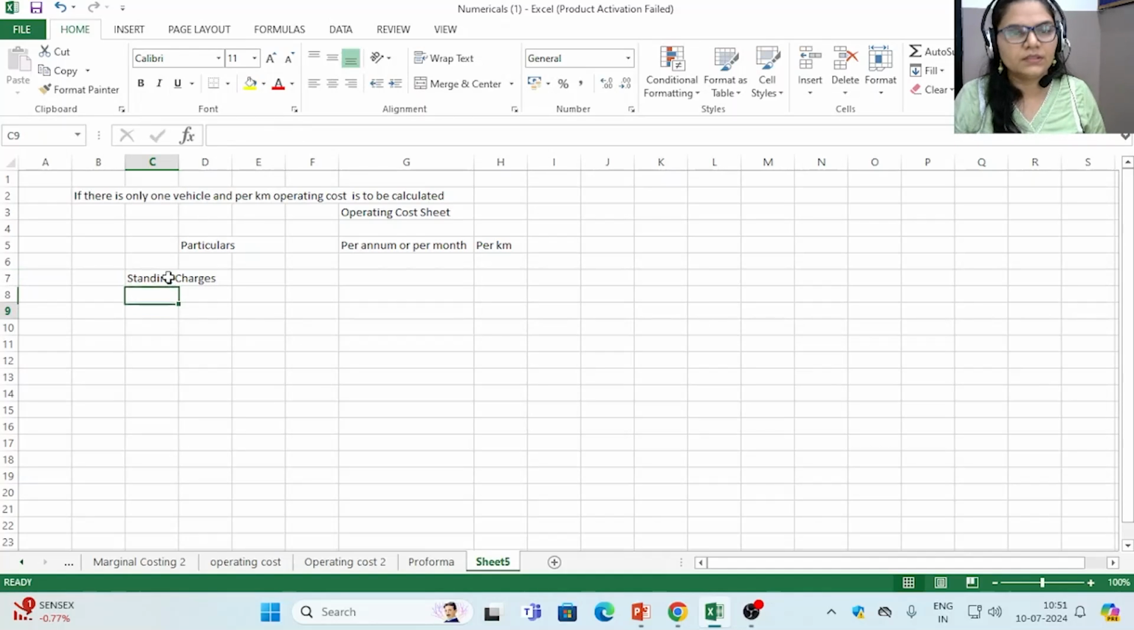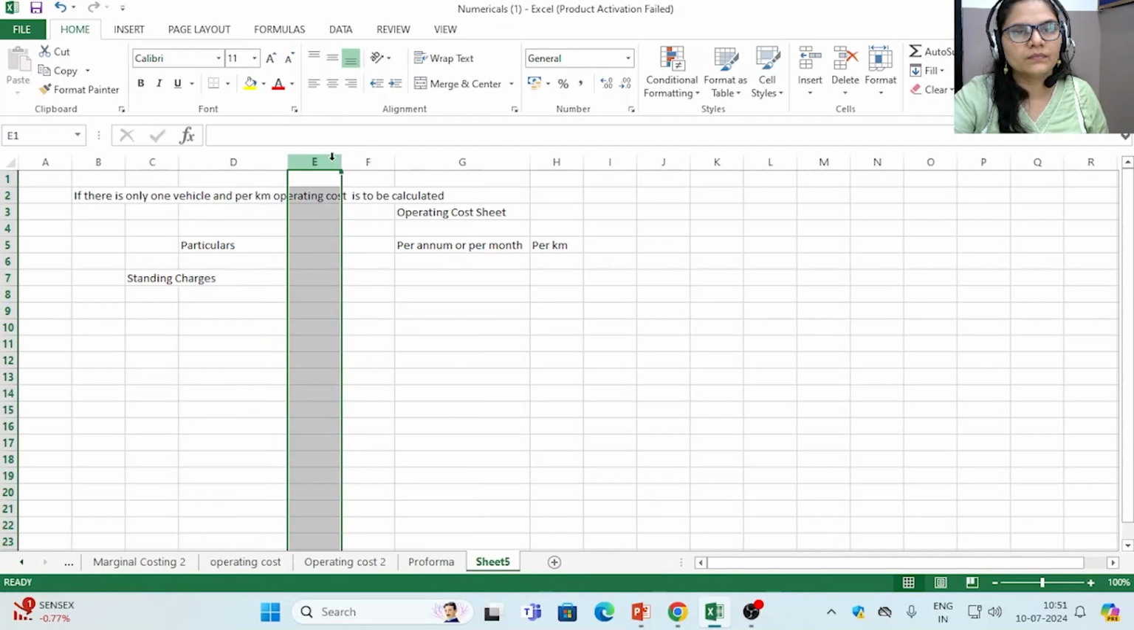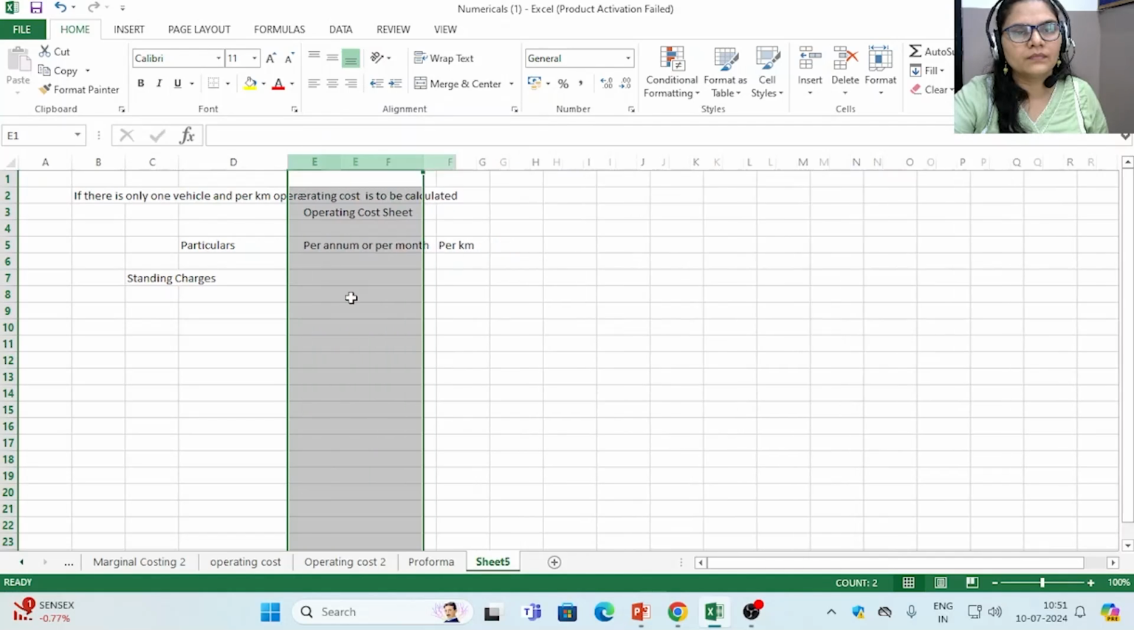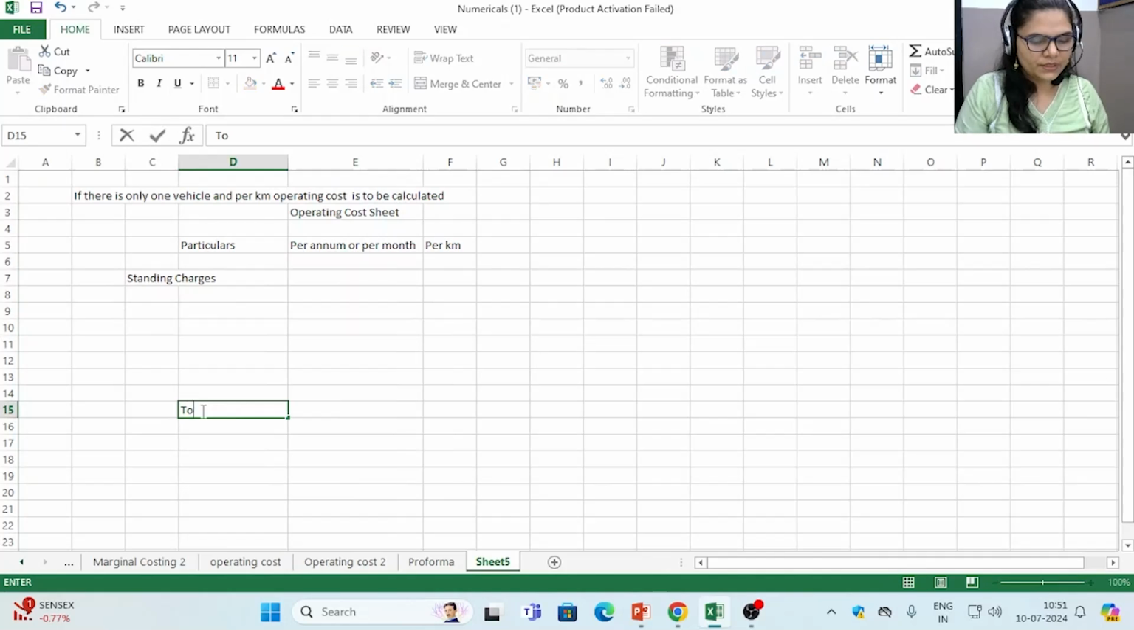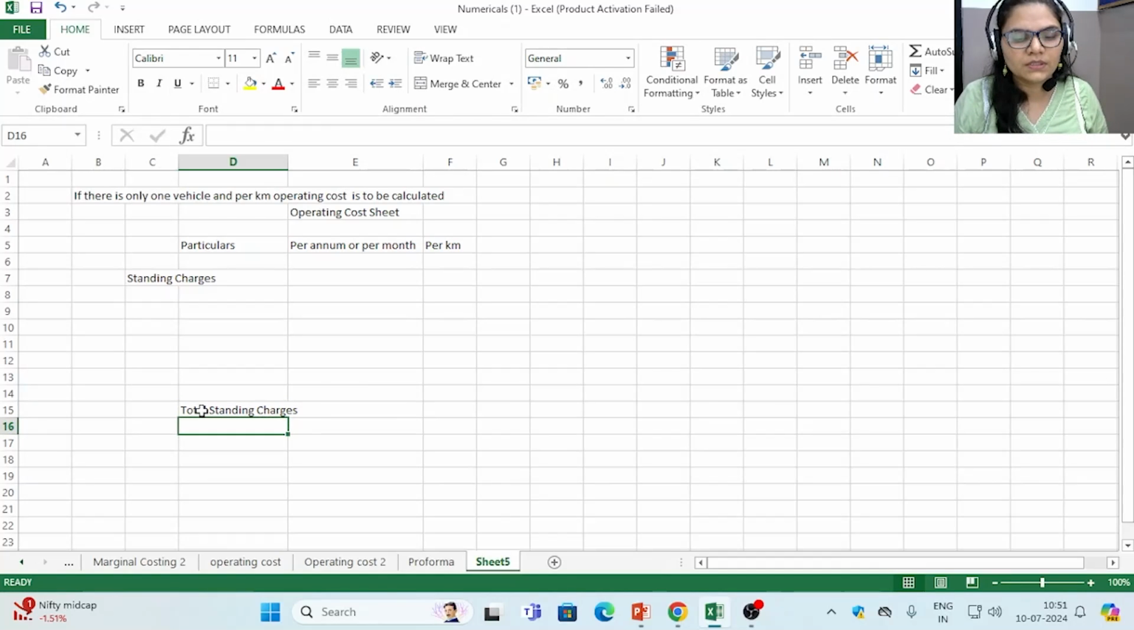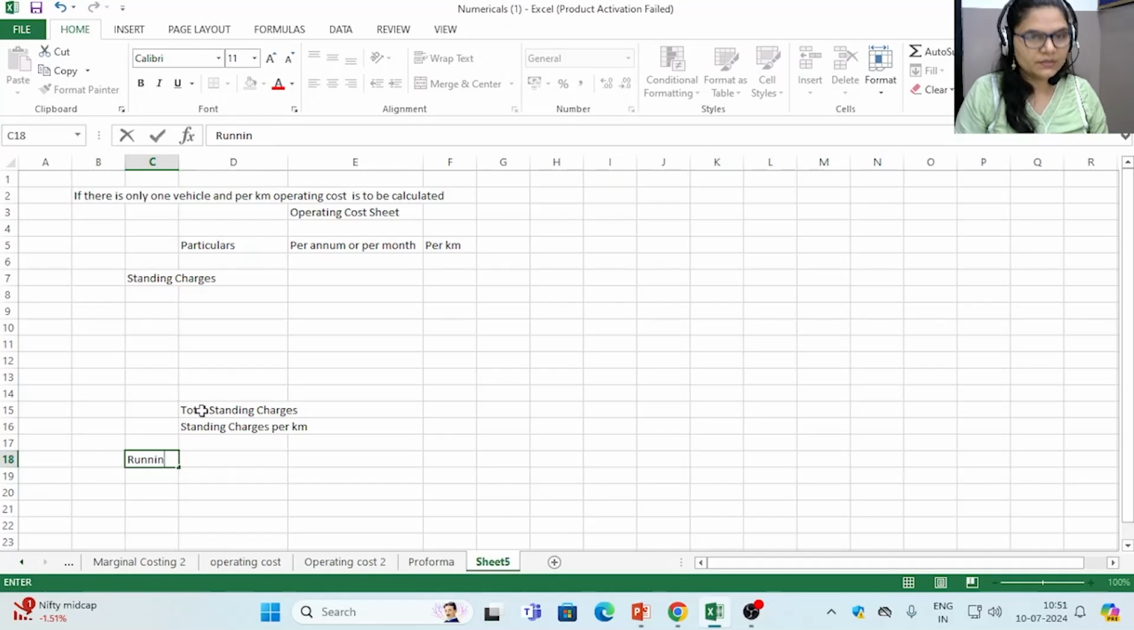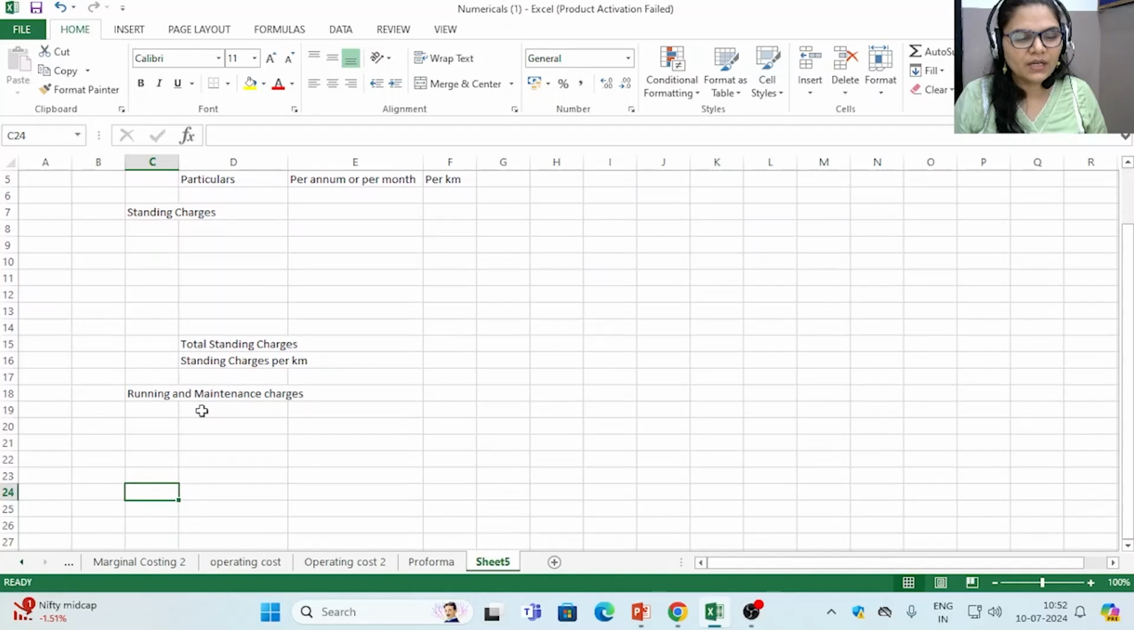Standing charges. Then we will do the total standing charges. And we can also find standing charges per kilometer. Next is running and maintenance charges. Running and maintenance charges, we will mention all running and maintenance charges over here, and we will get operating cost per kilometer.